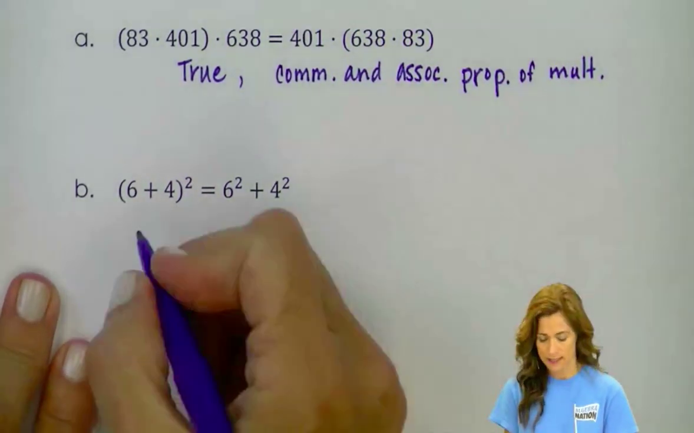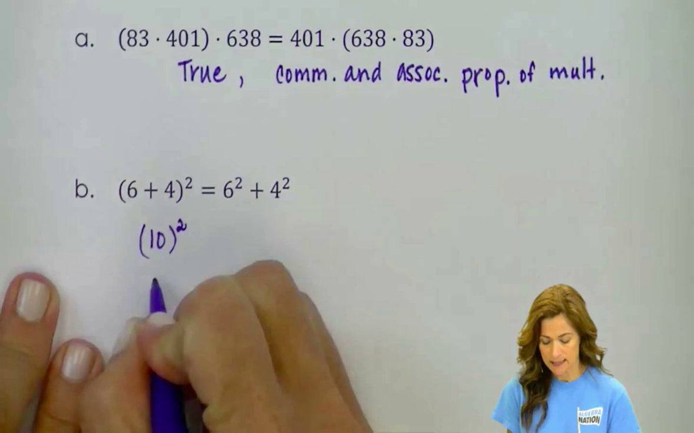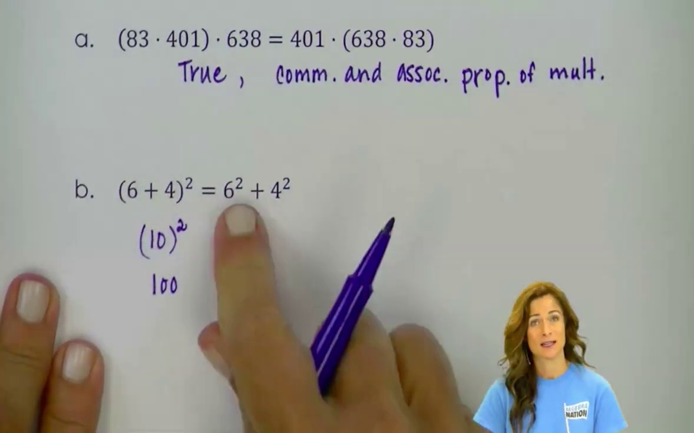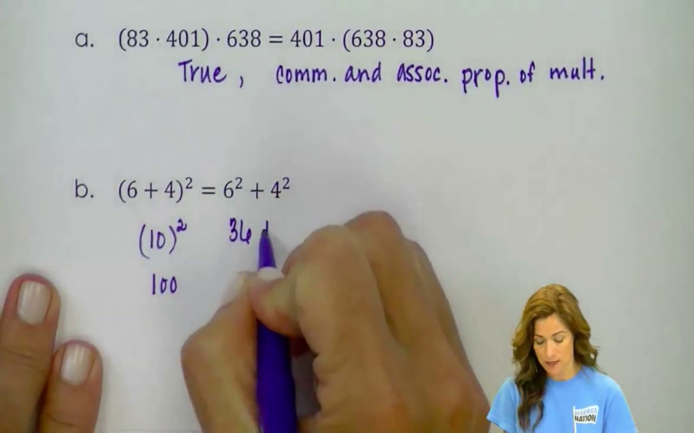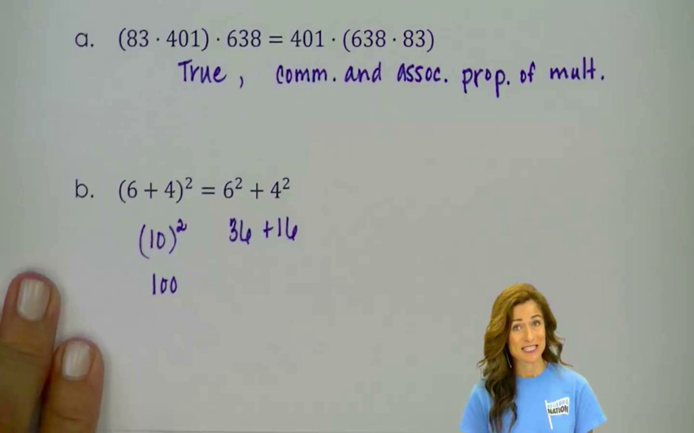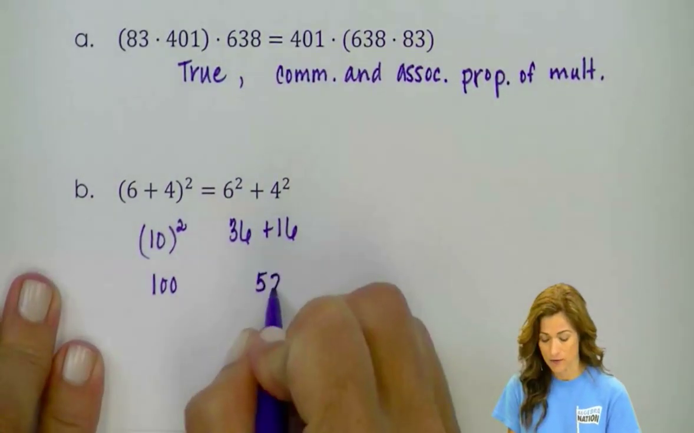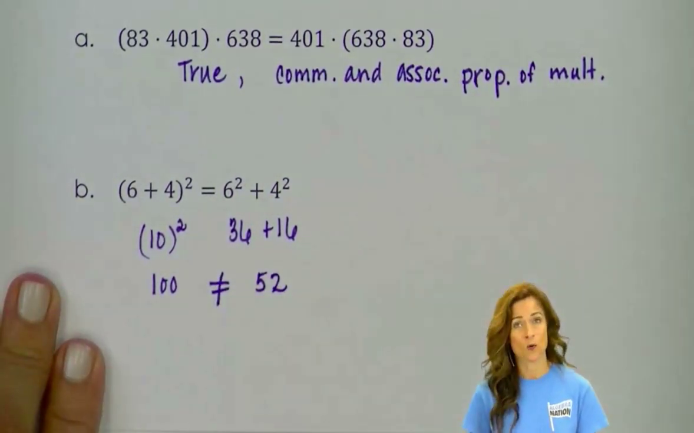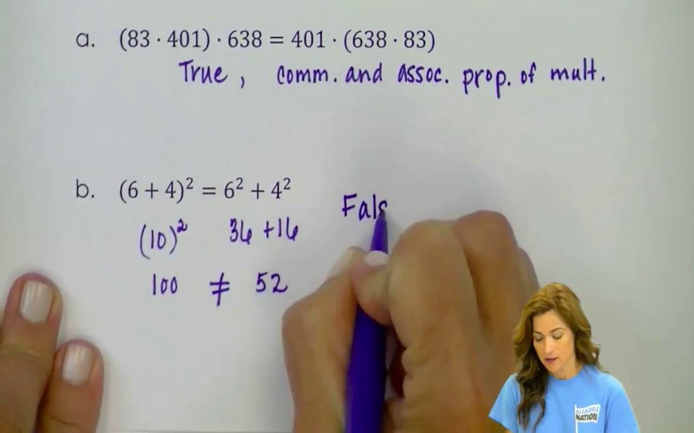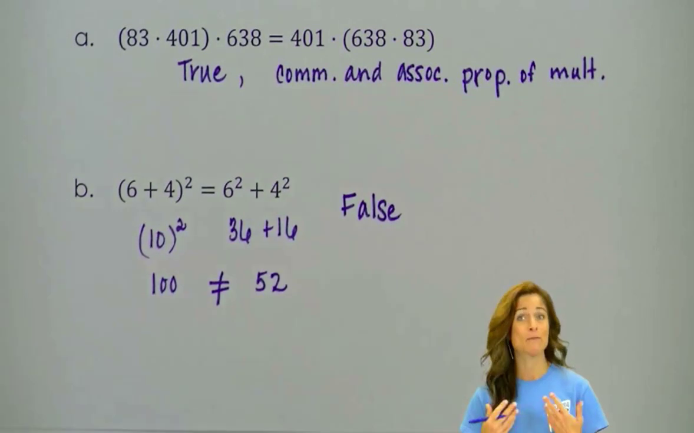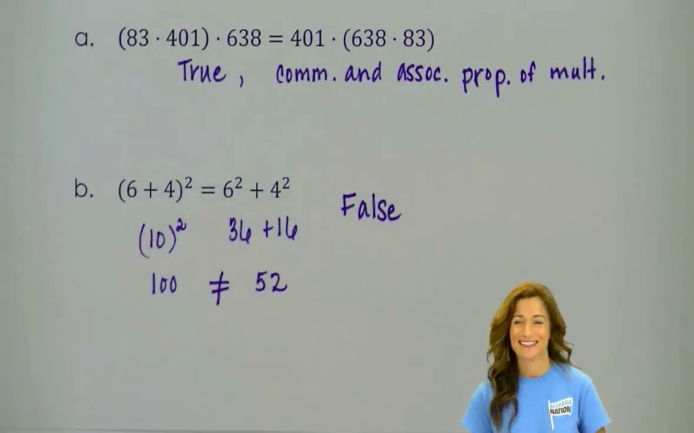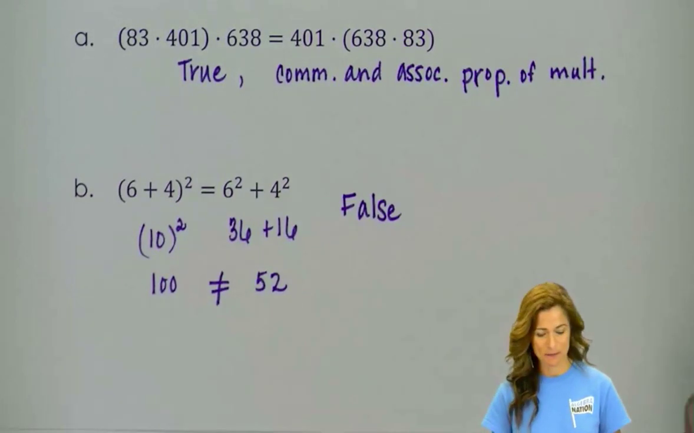6 plus 4 is 10. Okay, and 10 squared is 100. Now, 6 squared is what? 36. 4 squared is 16. 36 plus 16 is equal to 52. Those are not equal, and so this is a false statement. That's why there's no exponent property that says the power of a sum, okay? We have the power of a product where you can take that exponent and raise both factors to that exponent. No power of a sum.